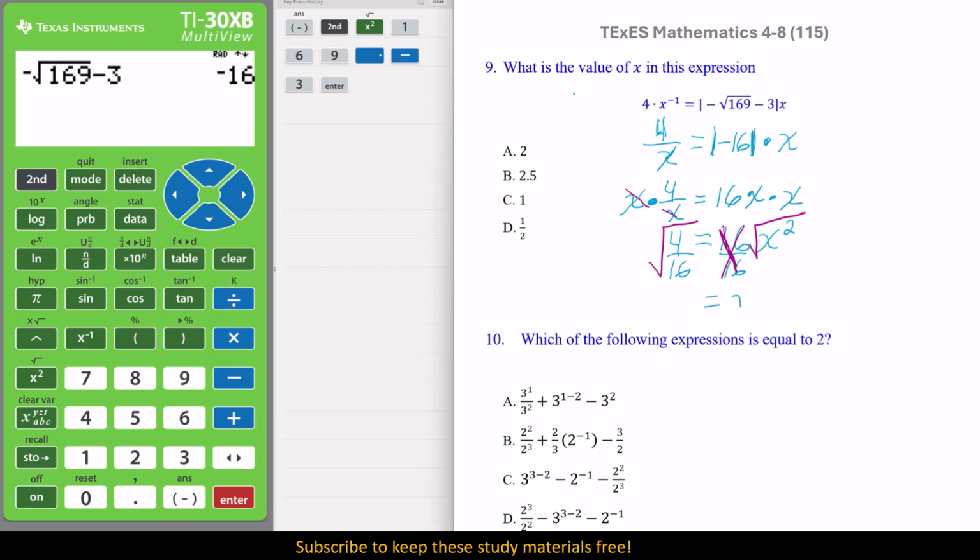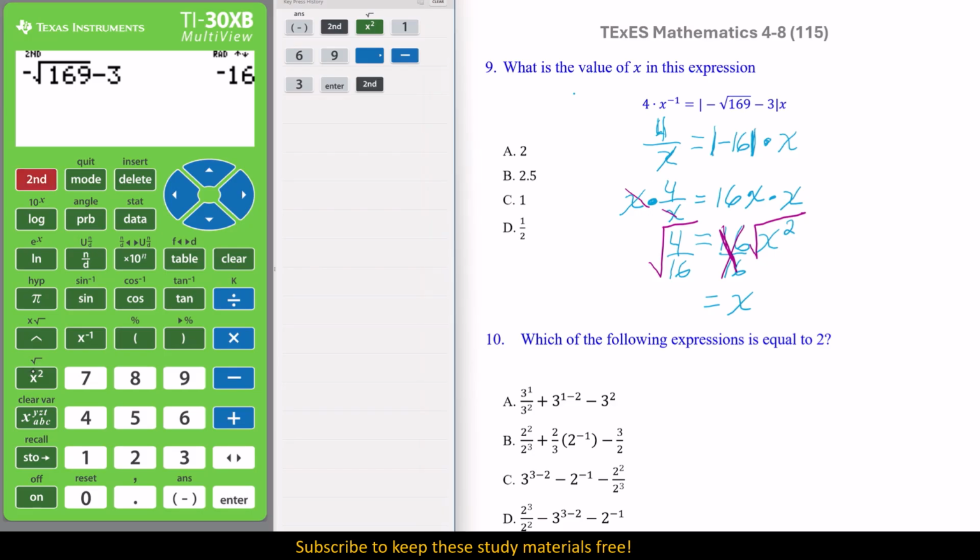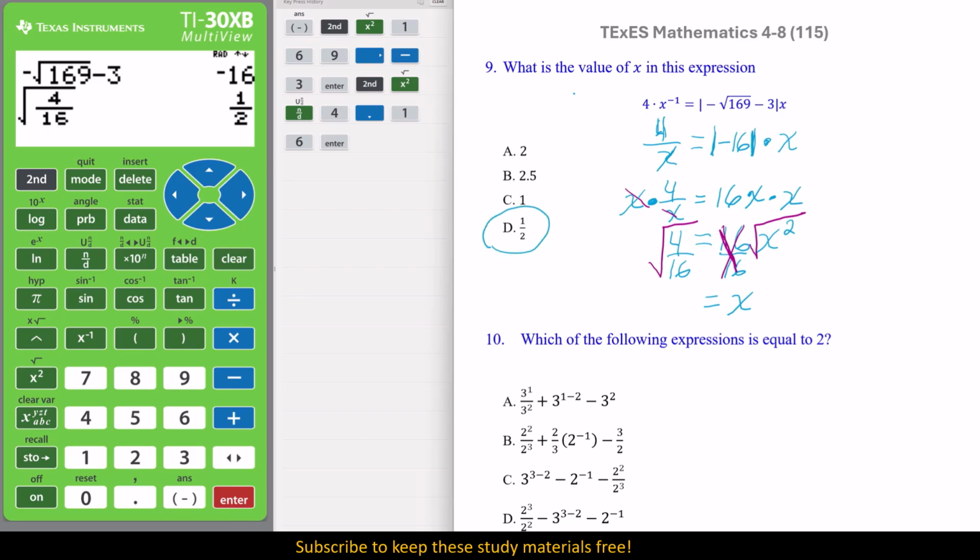Well, I can bring x out, but now I need to pop all the rest of this in the calculator. Let's do that. Okay, second under the radical, give me a fraction, 4 over 16. You may already see where I'm going with this. Don't do it all in your head. Don't waste your time on a test. Put it in the calculator, push enter. Enter again, push it correctly, and we have a half. And that is obviously option D. Sometimes it's just easier to put it in the calculator.